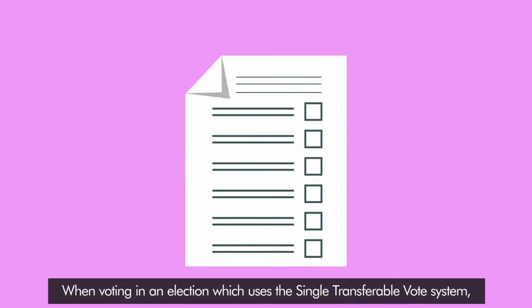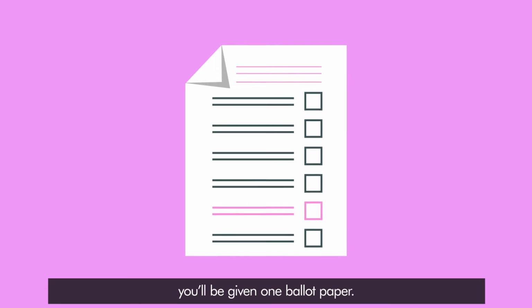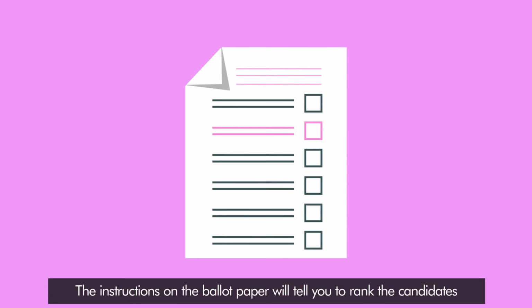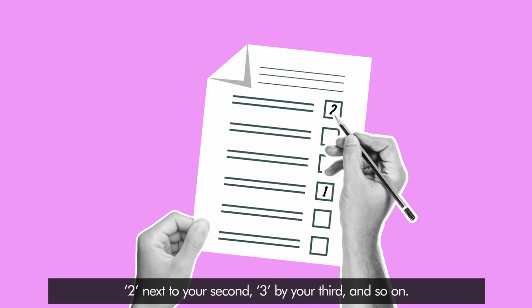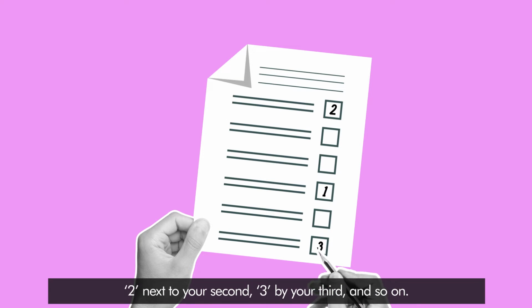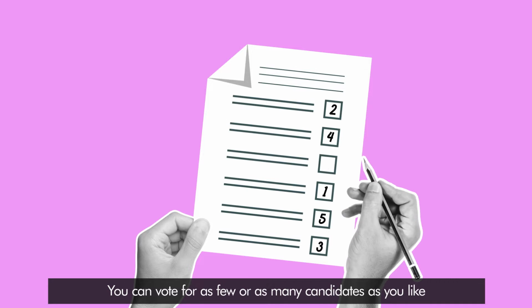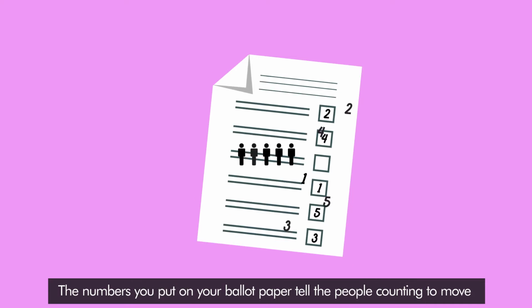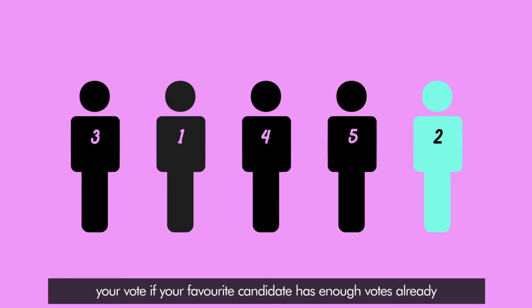When voting in an election which uses the single transferable vote system, you'll be given one ballot paper. The instructions on the ballot paper will tell you to rank the candidates in order of preference. Mark a 1 next to your first choice, 2 next to your second, 3 by your third, and so on. You can vote for as few or as many candidates as you like. It's entirely your choice. The numbers you put on your ballot paper tell the people counting to move your vote if your favourite candidate has enough votes already or stands no chance of winning.